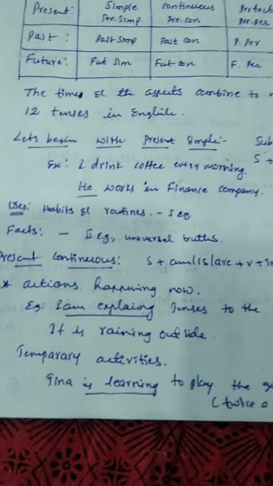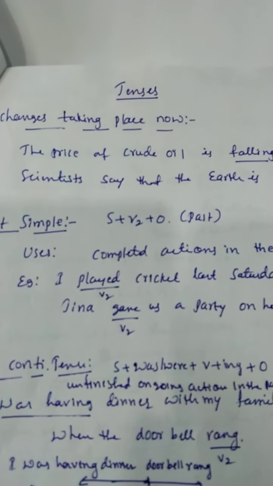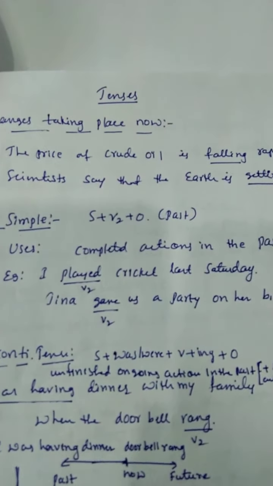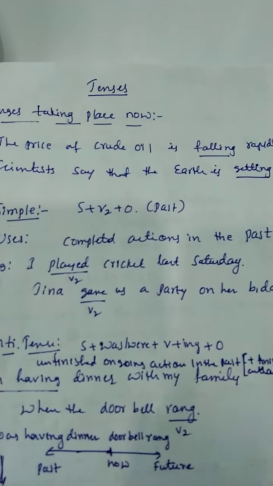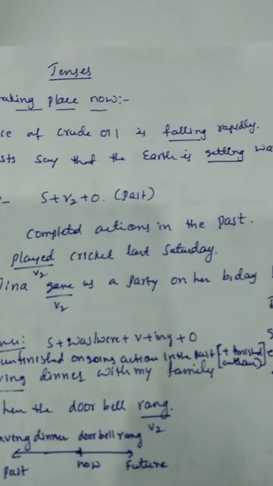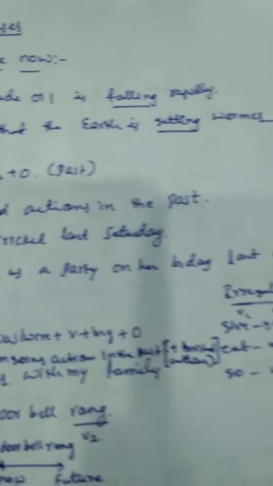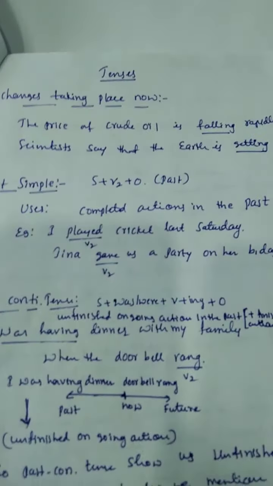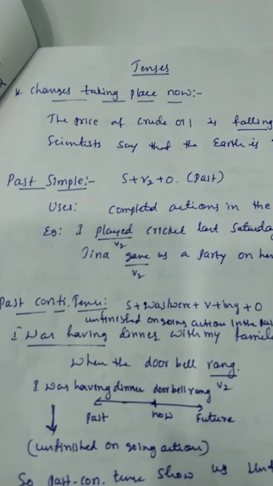The structure of the present continuous tense is subject plus verb plus ing form plus object. Another use of the present continuous tense is changes taking place now. For example, the price of crude oil is falling rapidly. Scientists say that the earth is getting warmer. Even for the changes taking place we use present continuous tense.